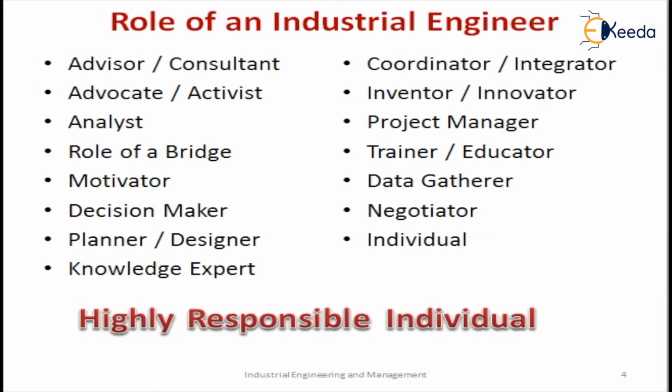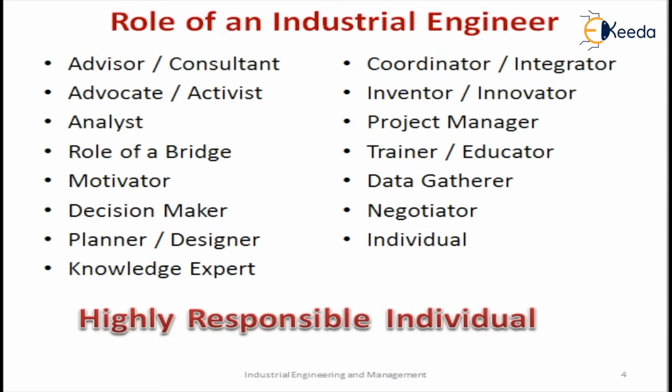Then a motivator, for motivating the persons. Then a decision maker. If some problem happens, as we saw earlier in the industrial engineering approach, he has to decide how to act towards that particular problem. Then he should be a planner or a designer for production planning, inventory planning, etc. Surely he should be the knowledge expert. If he does not have knowledge of the particular product, then he cannot answer the laborers.